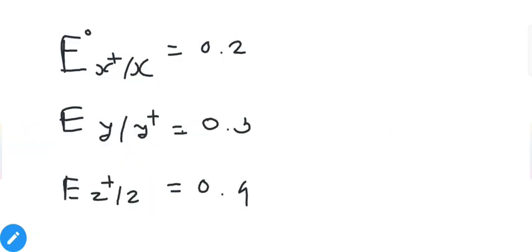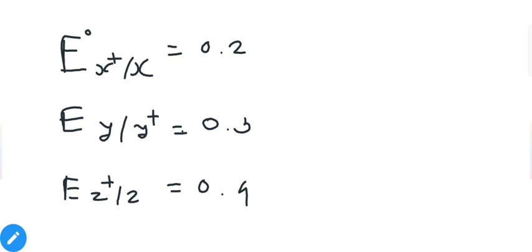As an example, suppose we have a question like this. We have three different species X, Y and Z. Their potentials are mentioned here, 0.2, 0.3 and 0.4 respectively for X, Y and Z, and our target is to find their reducing agent strength. That means we have to place them in decreasing order: highest reducing agent, then second highest, and lowest reducing agent from these three.